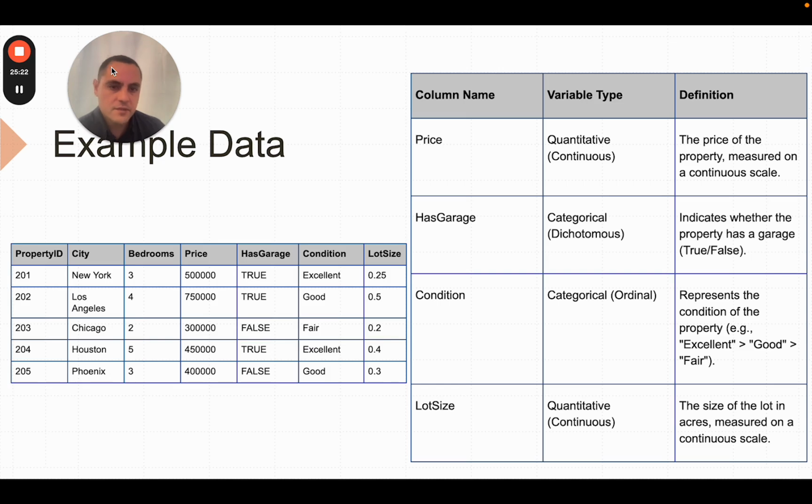Has a garage, that's categorical. And this is an interesting description here. What we haven't really mentioned, or I haven't mentioned, is dichotomous. Another way of saying that it's binary, right? It's binary. So that could be a categorical variable.